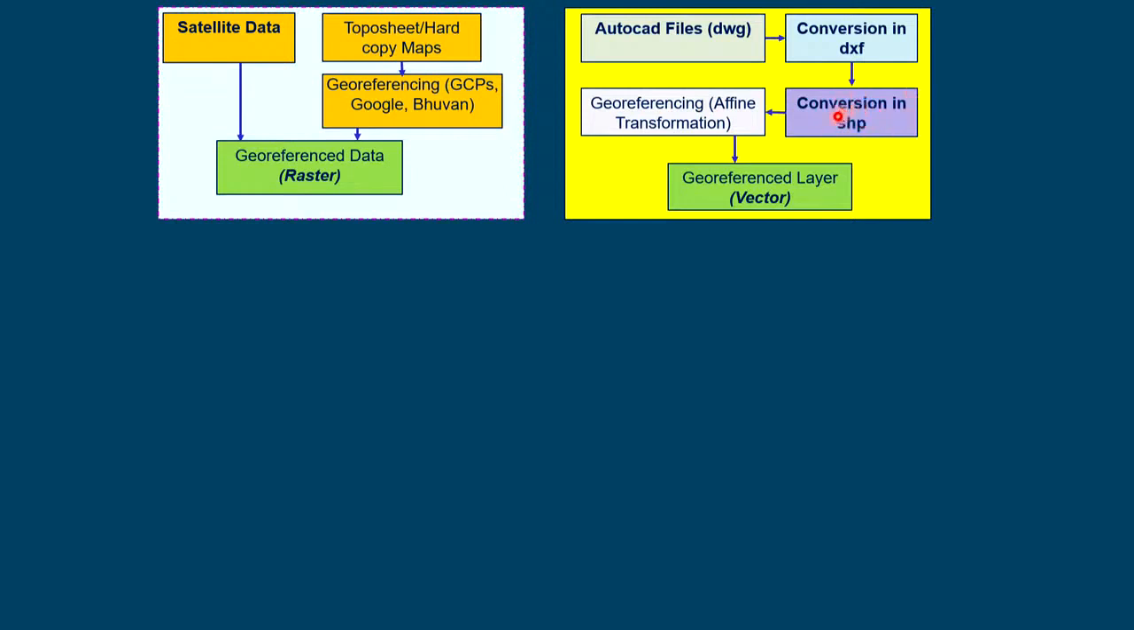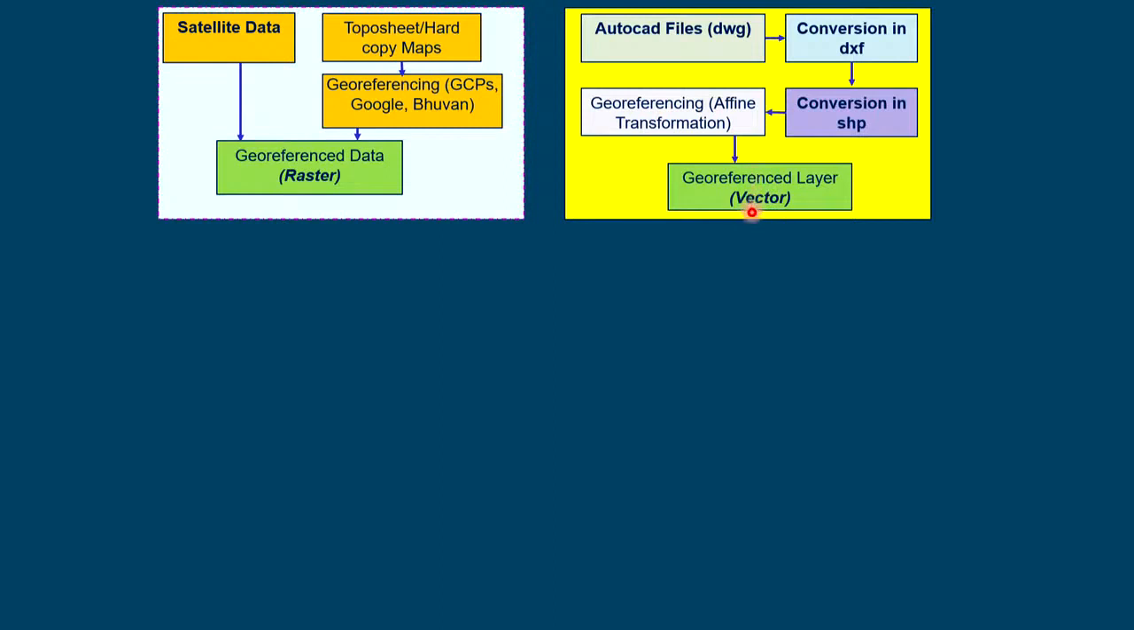Once it is in shape file, a shape file is basically vector data. Okay, and once you have the vector data, then you can georeference it after an affine transformation and putting the GCPs etc. And this vector data set you can georeference, then finally you will have the georeferenced data, and that will be in the vector form.